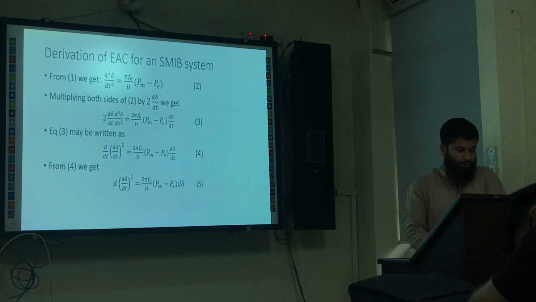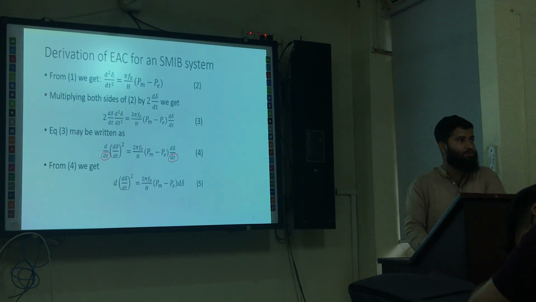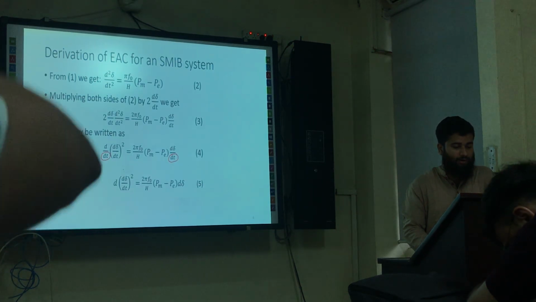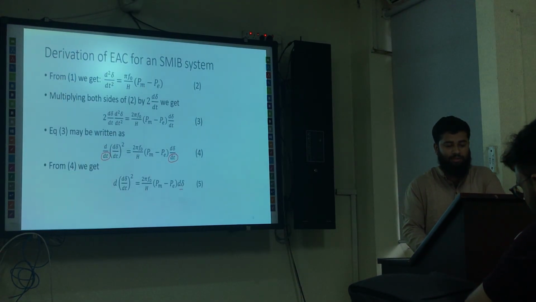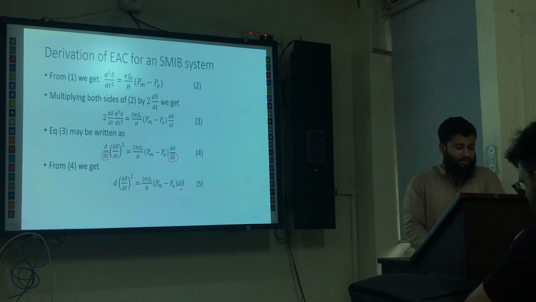So now, on both sides we have dt, right? So we can eliminate this from both sides. Then we will have d delta over dt whole square equals 2 pi f naught over H times Pm minus P d delta. Okay. Now we can integrate this equation on both sides. Right? On the left side, this integration and this d term will be cancelled by each other, and there will be only d delta over dt also.